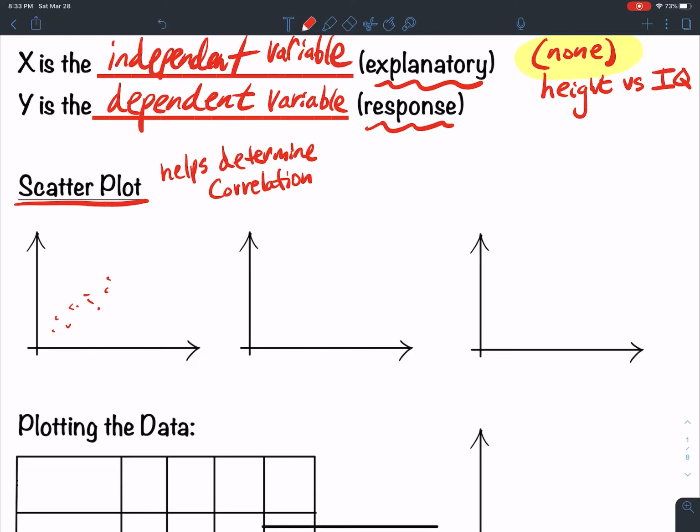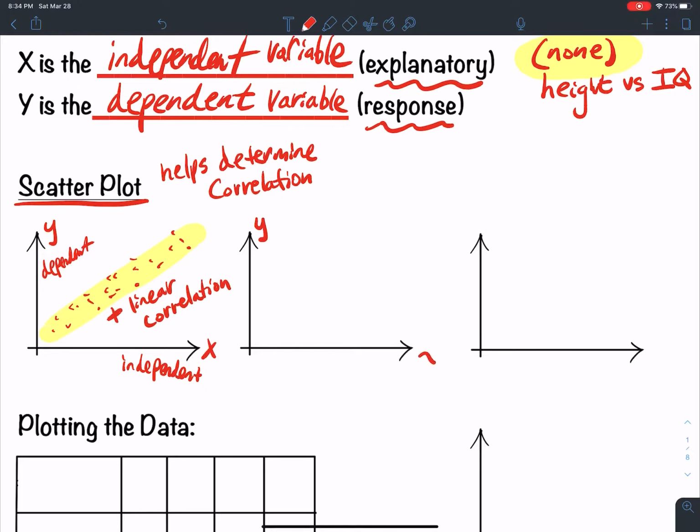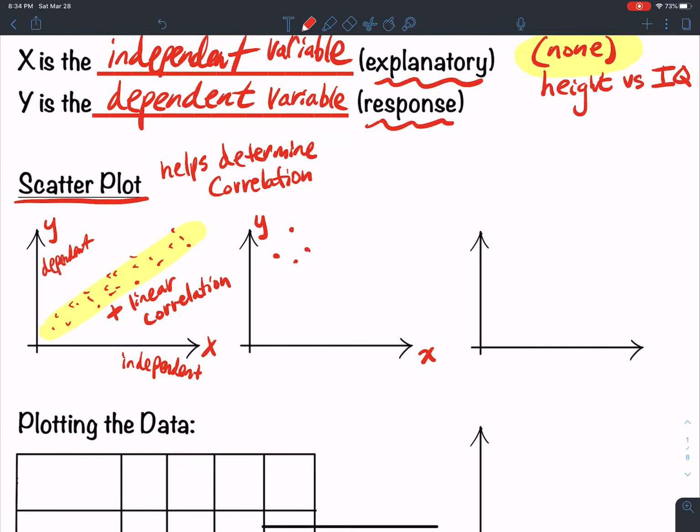So if your data when you plot it looks something like this, where Y is the dependent and X is the independent, then this would be a positive linear correlation. It's a positive linear correlation that's going up like this in a line fashion. That's what linear means.